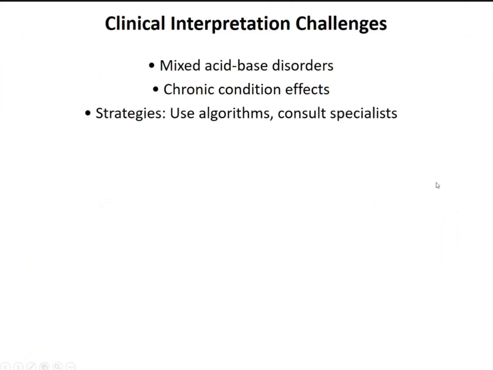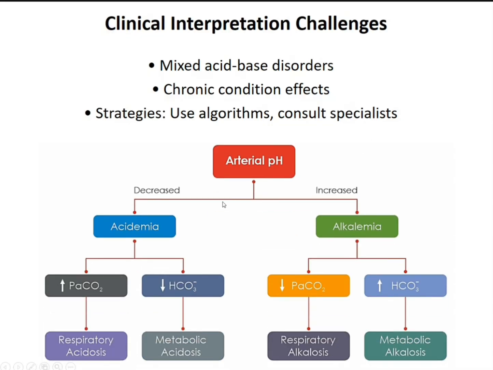Clinical interpretations are often challenging, especially if there are mixed acid-base disorders, and then there are chronic conditions with acute imbalances. So you can have these kinds of strategies. Is it acidemia, increasing PaCO2, reducing bicarb, there's an increase in carbon dioxide, that means probably it's respiratory acidosis. If it's a fall in bicarb, mostly it is metabolic acidosis. Although it's not so simple, these are broad kinds of rules that are there.